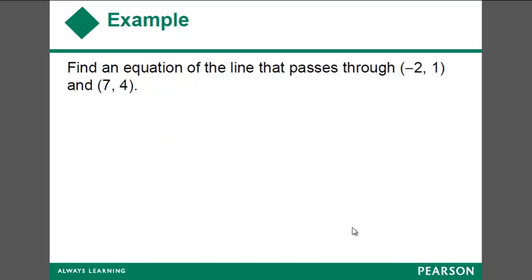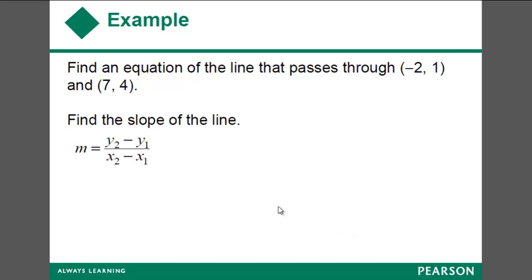Let's look at another example. We want to find the equation of a line that passes through the points -2, 1 and 7, 4. Here we do not have the slope, and we also do not have the y-intercept. Therefore we must find both. Our first step is we must find the slope. Remember that the slope is y2 minus y1 over x2 minus x1. So I'm going to take 4 minus 1 divided by 7 minus a -2. As you see here, I've taken 4 minus 1 over 7 minus a -2.